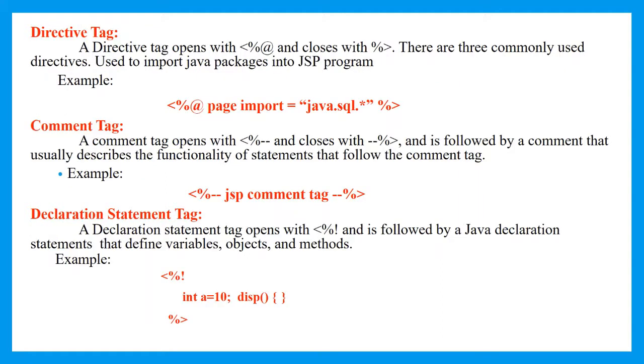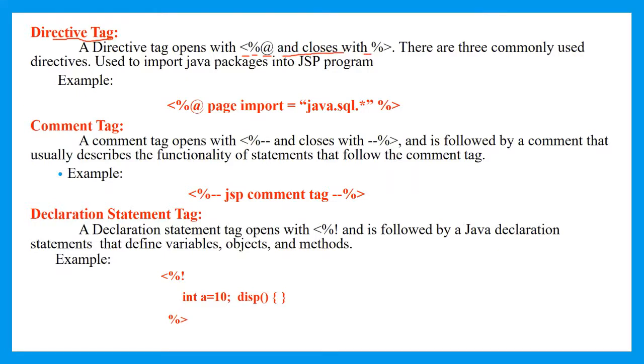The first tag is the directive tag. The directive tag is used to include the packages. The directive tags open with an angular opening tag, percentage and at symbol, followed by the type of the packages I want to be added, and then percentage and close the tag.